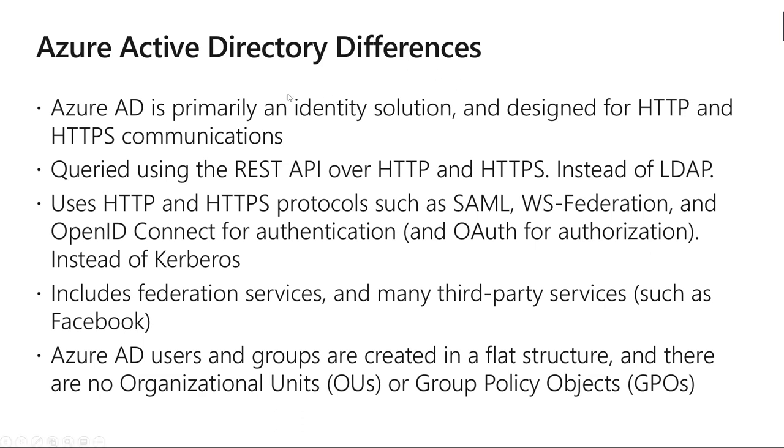First, Azure AD is primarily an identity solution. Your on-prem, it's just a schema. And Azure AD is designed for HTTP and HTTPS communications. You can query using the REST API over HTTP and HTTPS instead of using LDAP. And yeah, it uses HTTP and HTTPS protocols, such as SAML, WS-Federation, and OpenID, and OAuth for authorization, instead of Kerberos. Kerberos was used in on-premises, right? Basically, you have a line of sight to the domain controller, right?